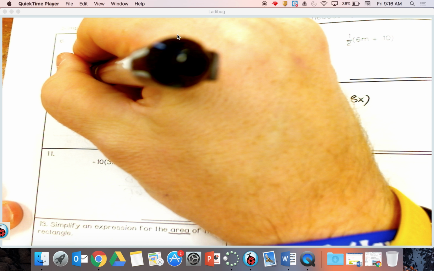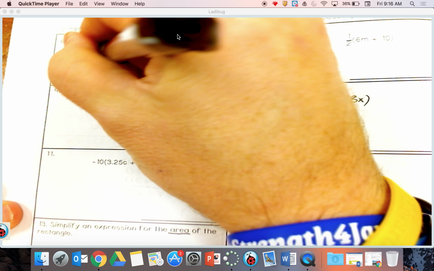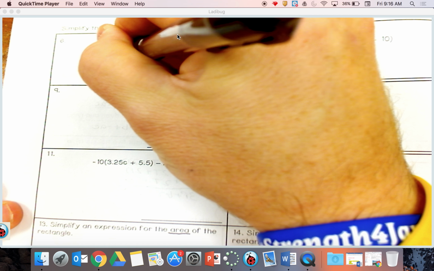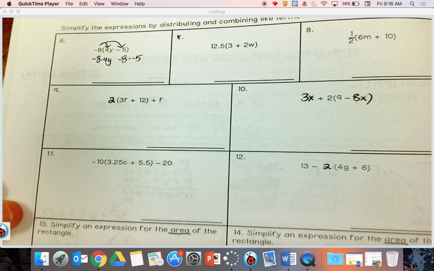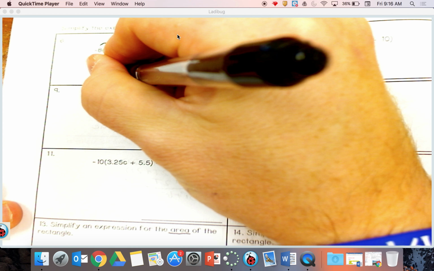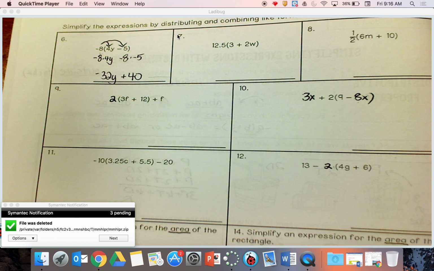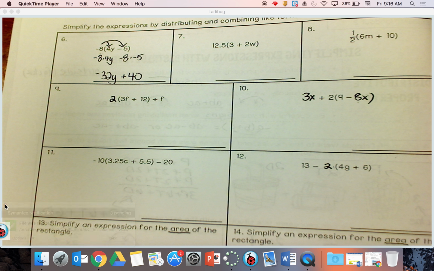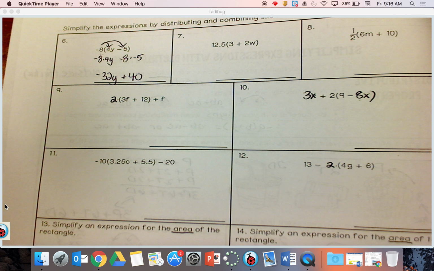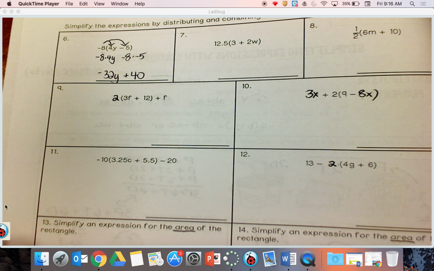So this turns into -8 times 4y, and this turns into -8 times -5. That gives me -32y and a positive 40. So there's my first solution right there. You can check it. I'm not going to write it out 8 times, but if you do it, you can check it by writing them out 8 times, and then remember at the end you've got to multiply it by -1. So there would be your solution.